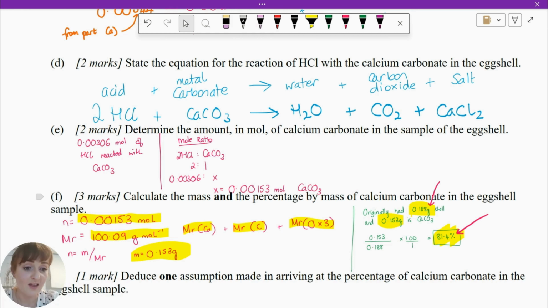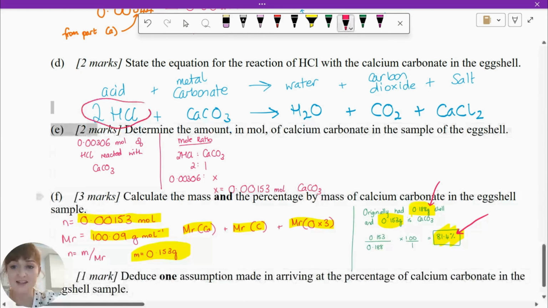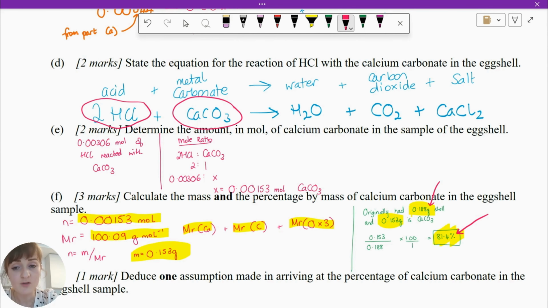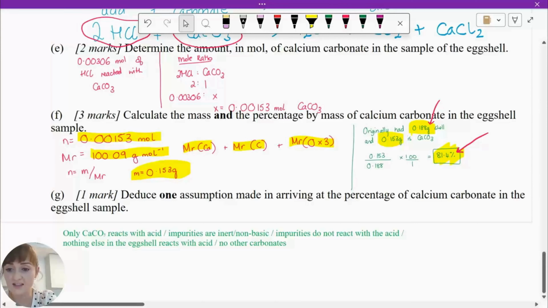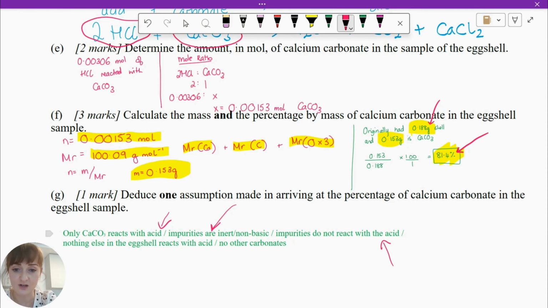I was assuming that the eggshell has calcium carbonate in it and that nothing else that's present could be participating in this reaction, because my whole idea is based on that the acid is reacting with calcium carbonate. But there could be other things present as well. I'm choosing to believe that they're not, or I'm assuming that they're not. And that's my major assumption here, that only CaCO3 is reacting with the acid, or that if there are other impurities, that they're inert or that they're not reacting with the acid.